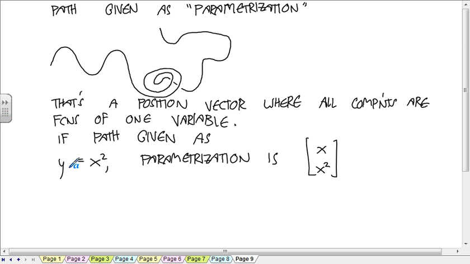It doesn't have to be a position component that you parameterize by. It could be some arbitrary value, but as long as your parameterization depends on one variable, all of this stuff is true, okay?